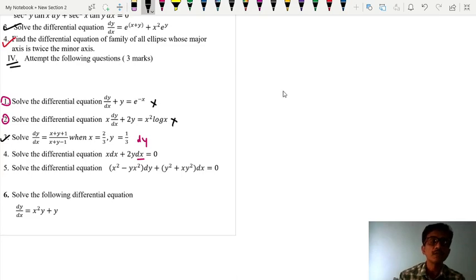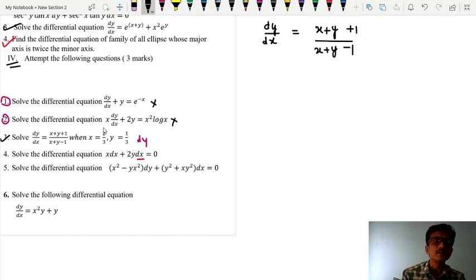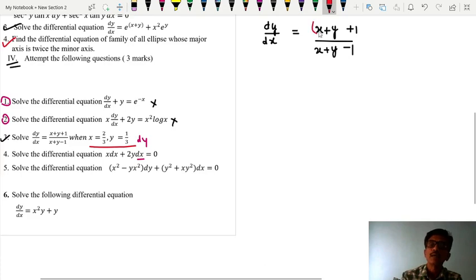Solve differential equation, this differential equation dy by dx, see here dy by dx is equal to what? x plus y plus 1 upon x plus y minus 1, and this initial conditions are given over here. इसका मतलब आपको पर्टिकुलर सॉल्यूशन फाइंड करना है. पहले तो जनरल सॉल्यूशन फाइंड करना है आपको. ओके, so how we can find general solution?